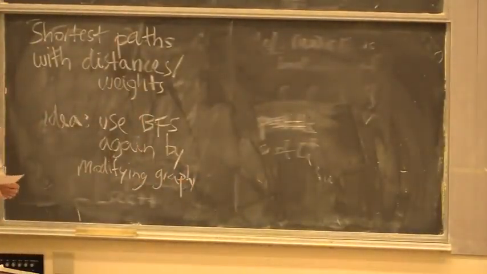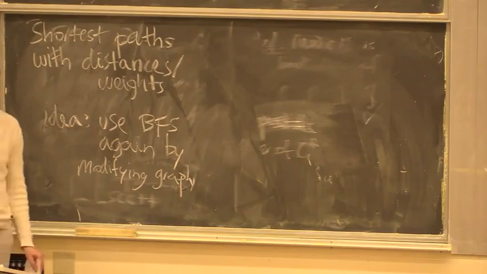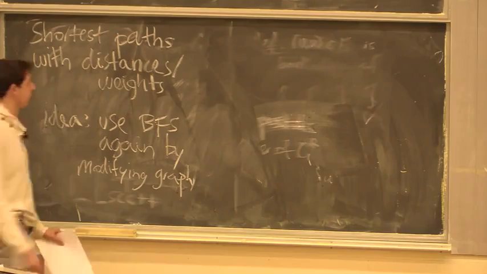Does anybody have an idea of how to modify the graph so we can run BFS on it? Okay, so the idea is to take a heavy edge and split it down into sub-edges of unit 1 each. Okay? That's a good idea.